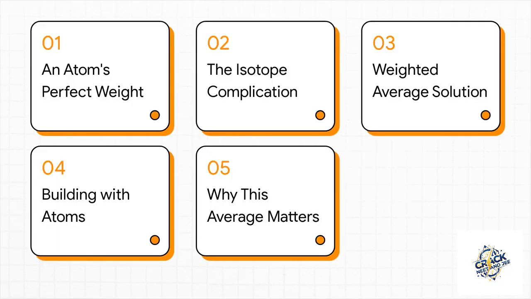So here's our game plan. First, we'll look at the perfect world of atomic weight. Then, we'll introduce a little complication from nature itself. After that, we'll see the clever way science solves it, see how this all connects to building molecules, and finally, we'll understand why this all matters so much.